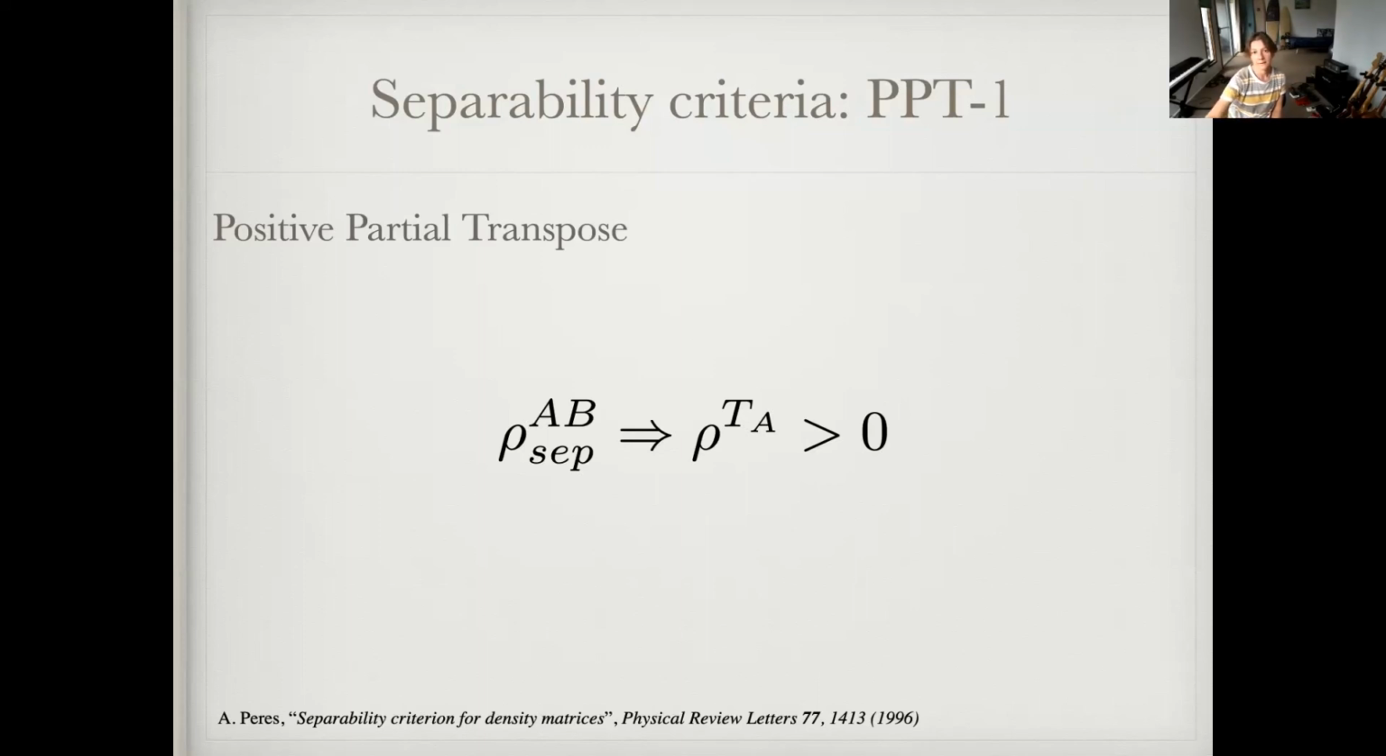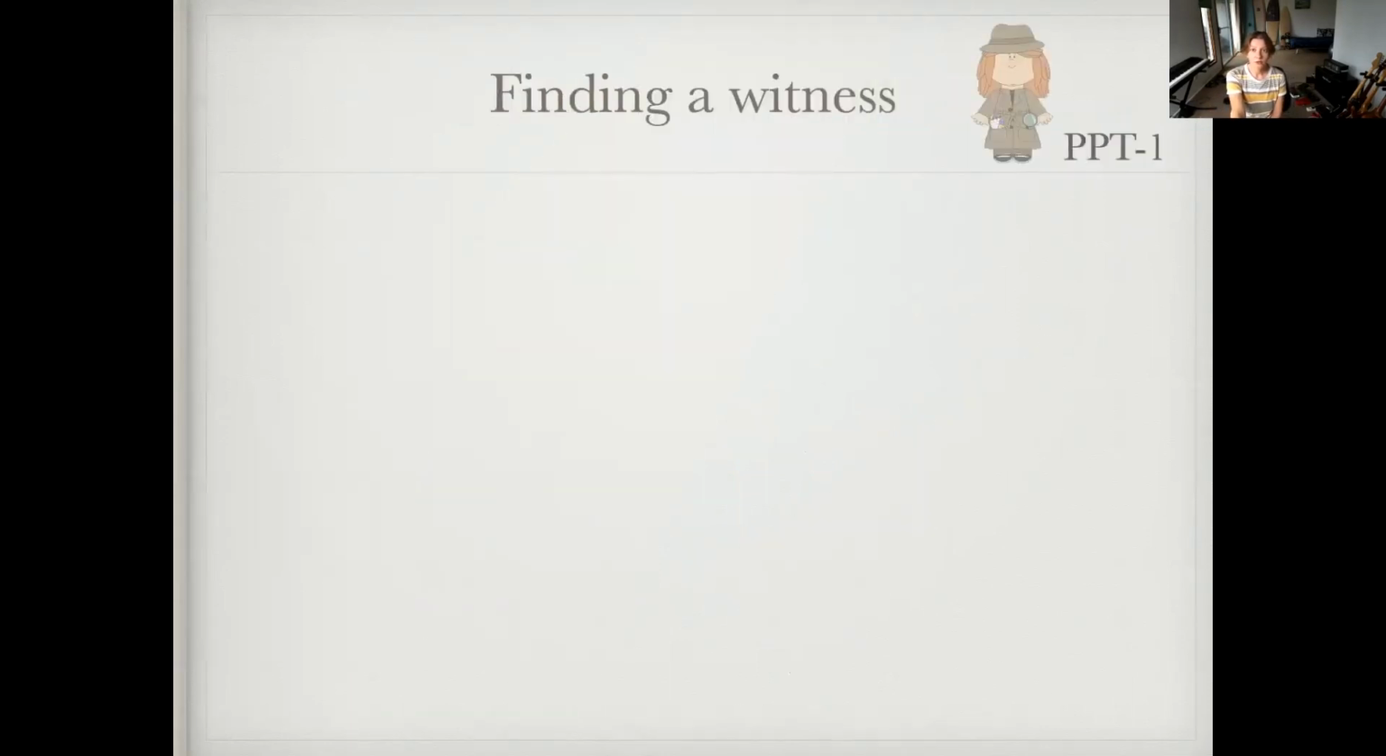So if this was ABC, then I would take the partial transpose over TA and over TB. Basically, because rho is positive, if this is positive, then over B is also positive. So you don't need all the partial transposes, you just need all of them minus one. So now how do you find a witness using this PPT?